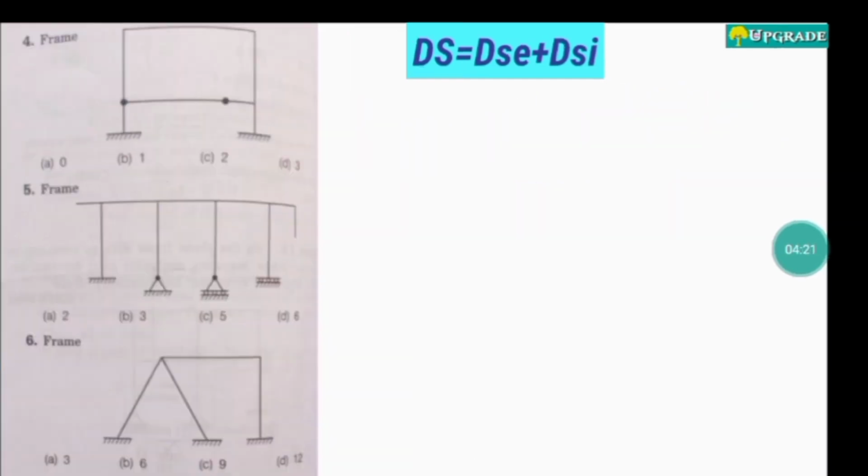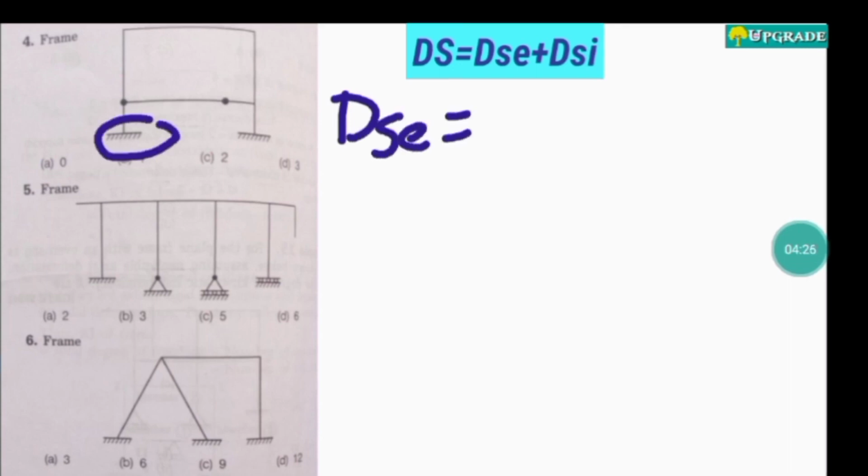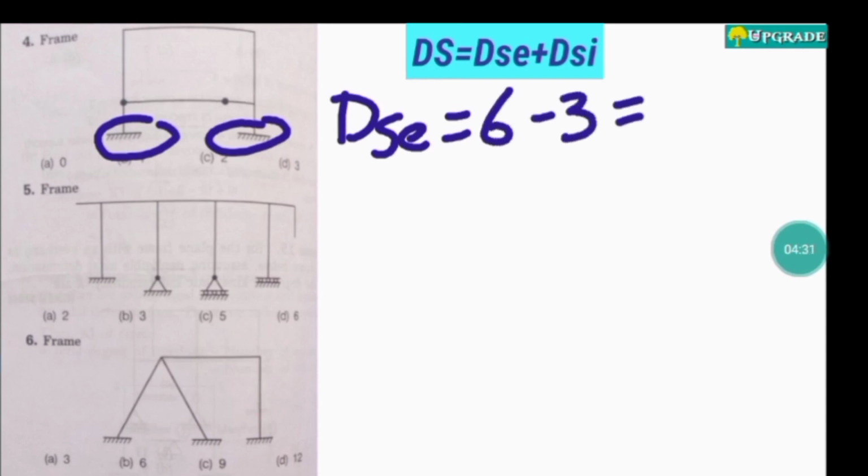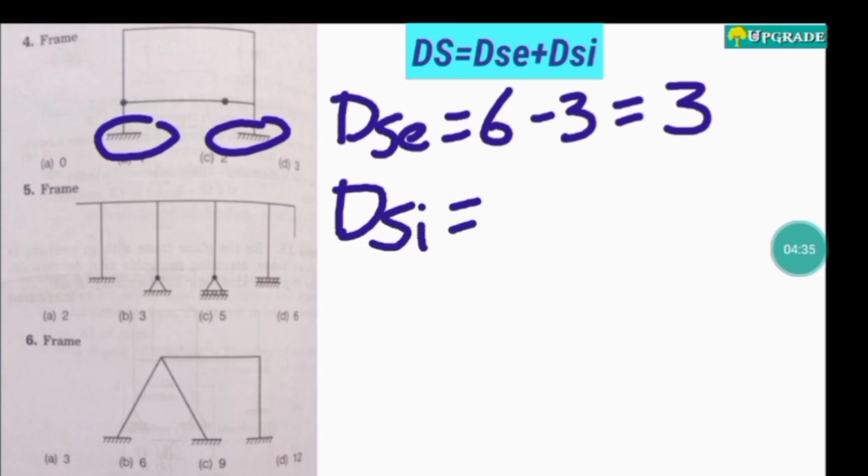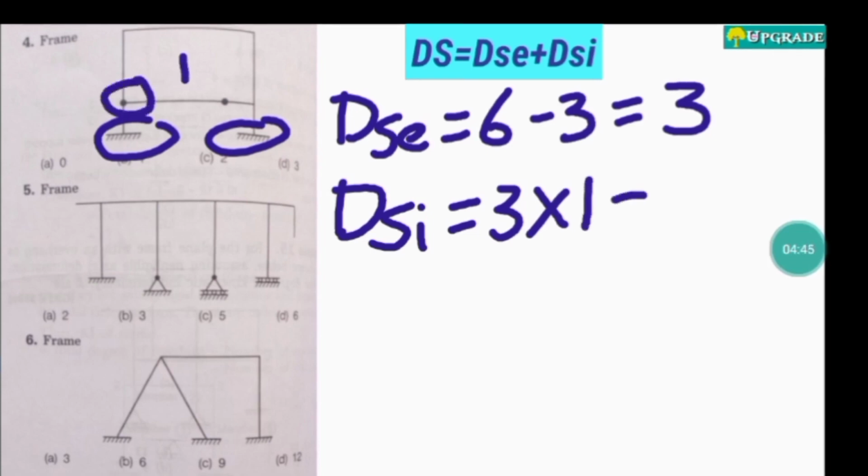Problem number 4. dsc is r minus 3. Fixed support and fixed support, so total 6 reactions, minus 3, so the answer is 6 minus 3, which is 3. And dsi: 3c minus rr. 3 into c, closed loops, only one closed loop. Minus rr, released reactions. One internal hinge is there, connected to 3 members, so that is 3 minus 1, which is 2. And this hinge is connected to 2 members, 2 minus 1, which is 1.